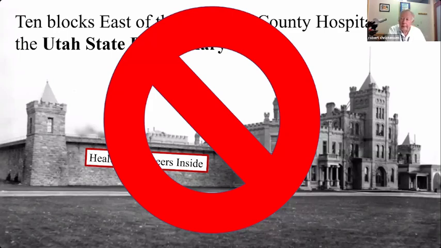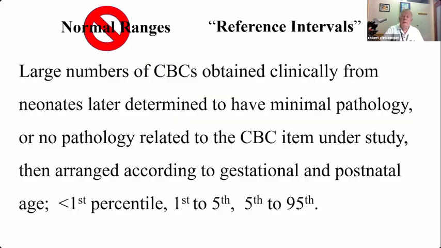Well, we couldn't go back to the penitentiary because that had been torn down, and actually there weren't that many babies there anyway. And so what we decided to do is take a different approach and give up the idea of ever having normal ranges for blood studies in neonates, because we're never going to have large numbers of healthy babies volunteer to have their blood drawn.